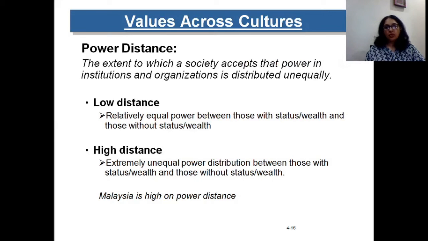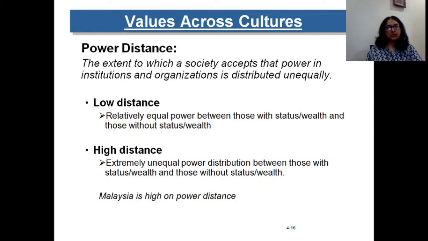Now, values across cultures. Values are distinctive to an individual, or they also characterize a group or community, including the nation. So you will find across different cultures, people value different things. So Hofstede made an extensive study, and he gave four kinds of value types across different cultures.